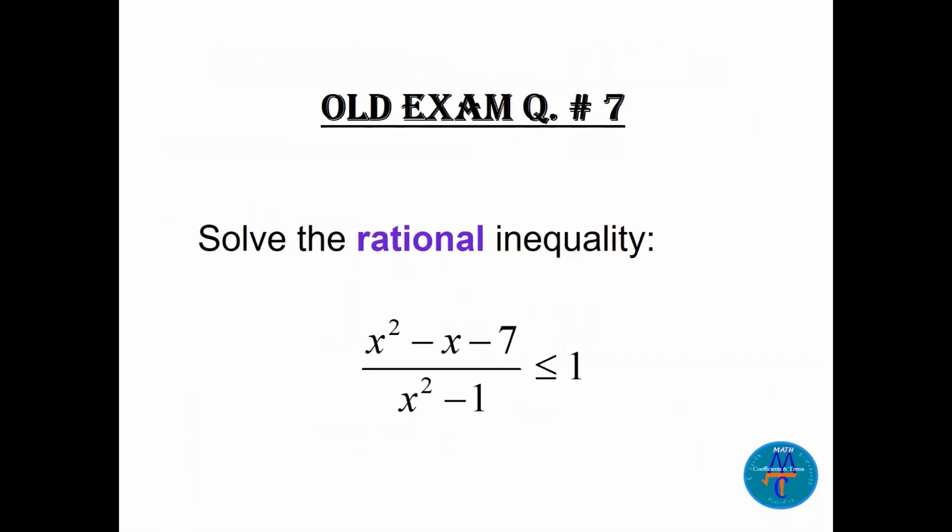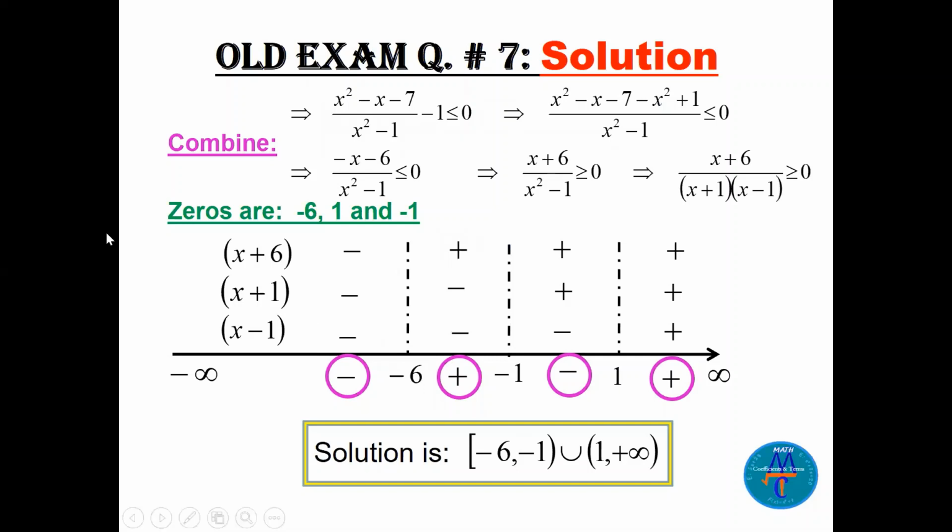Question number 7, same idea as number 6, but different question. Solve the rational inequality: x squared minus x minus 7 over x squared minus 1 less than or equal to 1. Remember, we have a variable in the denominator. The only thing you can do is bring this one here, minus 1, less than or equal to 0. And then combine on the left. You see here it said combine. Combine on the left. See, this is the left side here. X squared minus x minus 7 over x squared minus 1, minus 1 here. So combine on the left. That means multiply up and down by x squared minus 1.